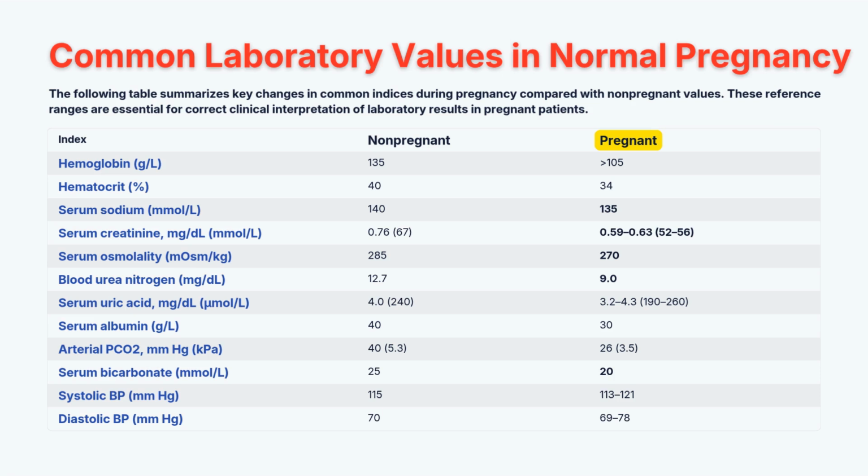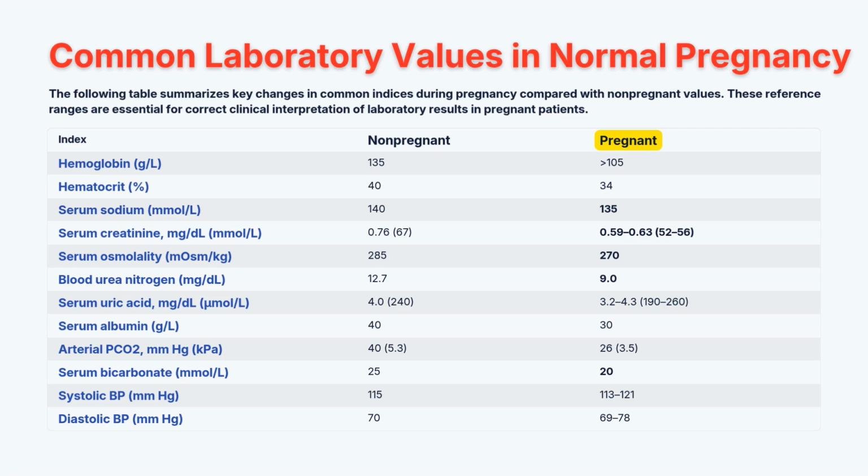This table highlights some of the most important laboratory changes that normally occur during pregnancy. Hemoglobin and hematocrit both decrease because plasma volume expands more than red blood cell mass, leading to the physiologic anemia of pregnancy. Serum sodium falls slightly, usually around 135 millimoles per liter, because pregnancy resets the osmotic threshold for thirst and vasopressin release. Serum creatinine also decreases significantly, often around 0.6 milligram per deciliter, because of the marked rise in GFR. Serum osmolality falls to around 270, which is lower than in non-pregnant adults. Blood urea nitrogen also decreases because of increased renal clearance.